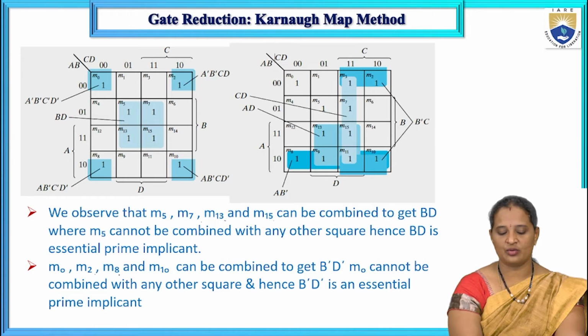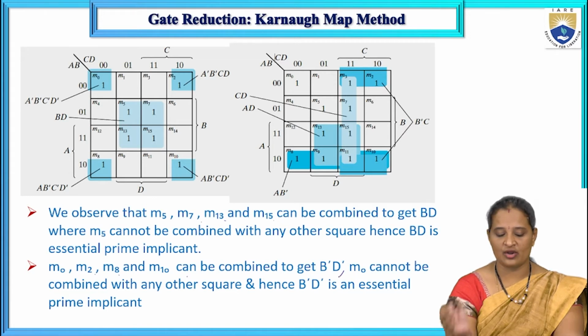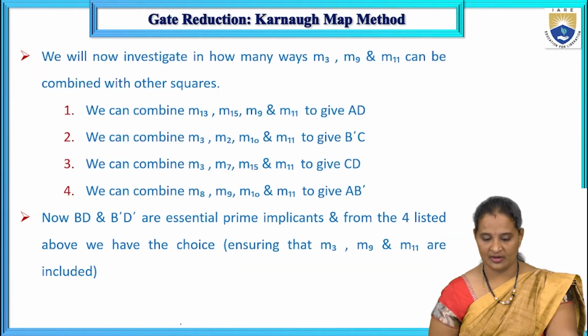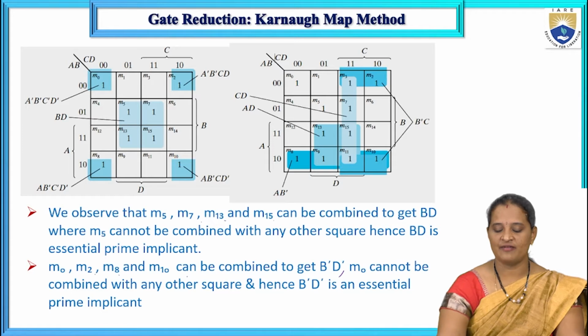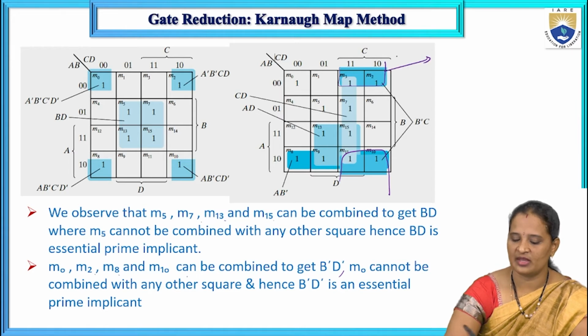So M0, M2, M8, M10 can be combined to get B complement, D complement, where M0 cannot be combined with any other square and hence B complement, D complement is an essential prime implicant. So I can form a group such that M3 is covered here. So what is the prime implicant for this one? Such that M3 is covered.